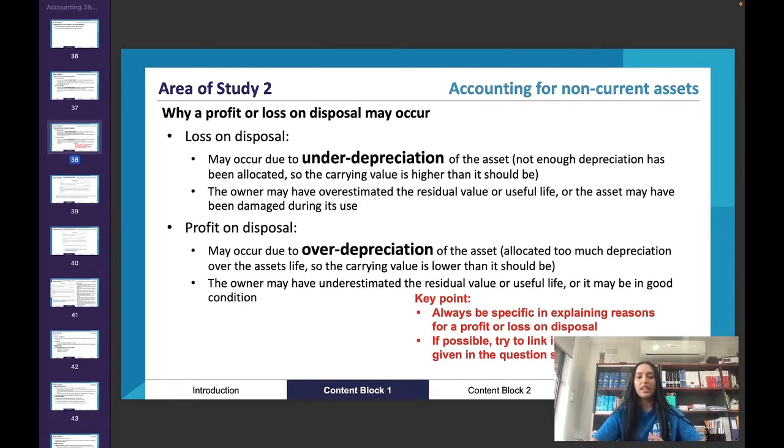And when we are explaining reasons, a really common question that VCAA can ask you in the exam is they'll get you to record the disposal, calculate either the profit or loss, and they'll ask you, why has the profit on disposal occurred? Or why has the loss on disposal occurred? And you can't just say, the loss occurred because of under depreciation. You have to also explain why that under depreciation occurred. And sometimes in the question they tell you that, the question could say, the business had a van and the van was damaged.